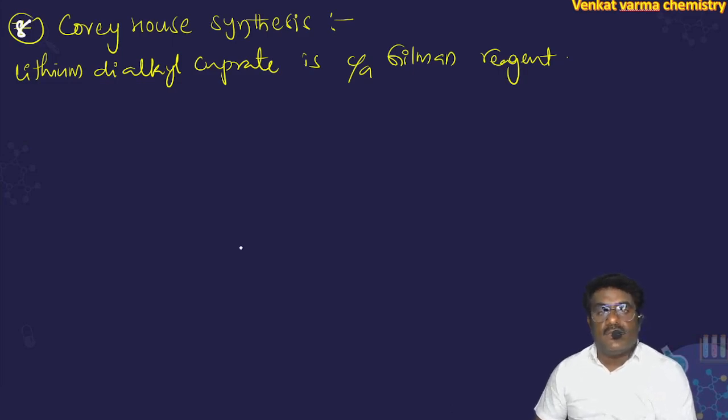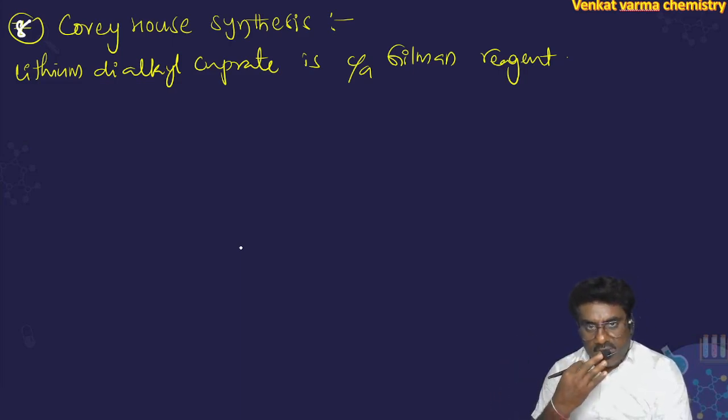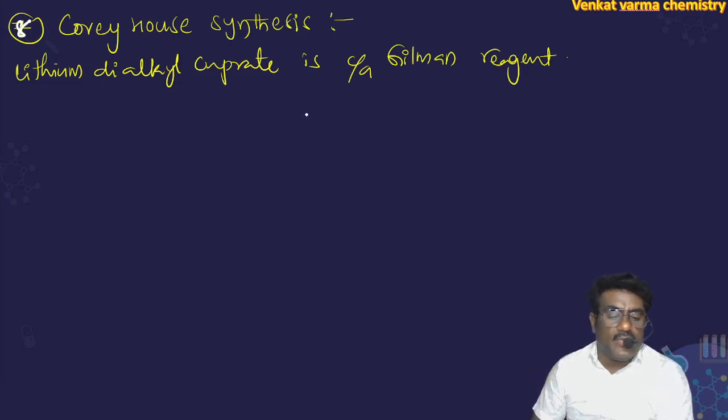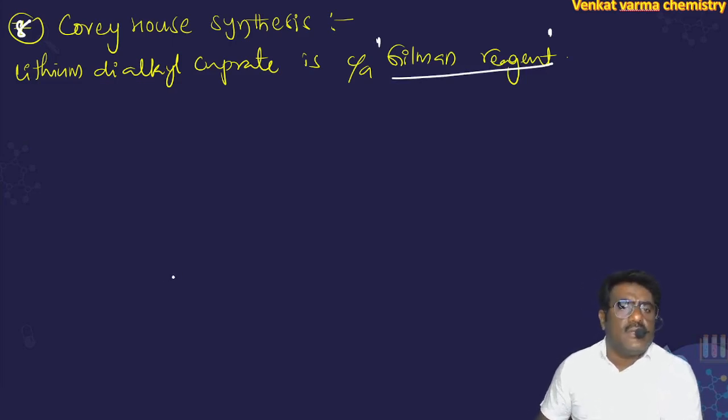Corey-House synthesis. What is Corey-House synthesis? The preparation of alkanes, both symmetrical and unsymmetrical, can be done using Corey-House synthesis. It is also one of the best methods for the preparation of alkanes. The reagent is lithium dialkyl cuprate, which is the Gilman reagent.